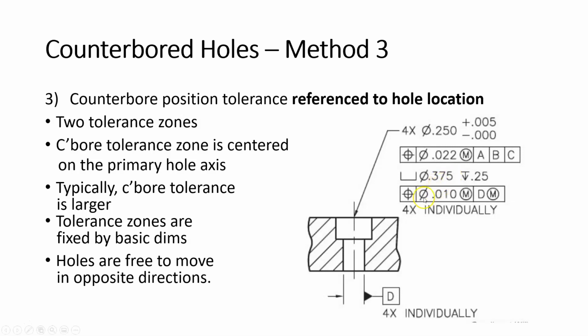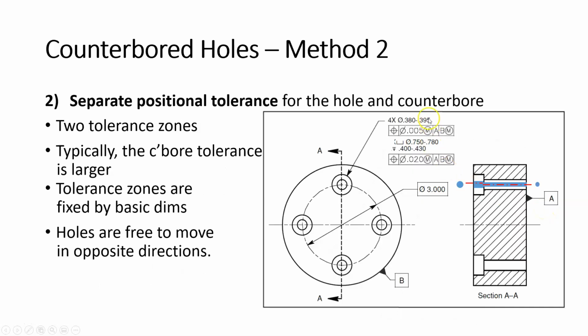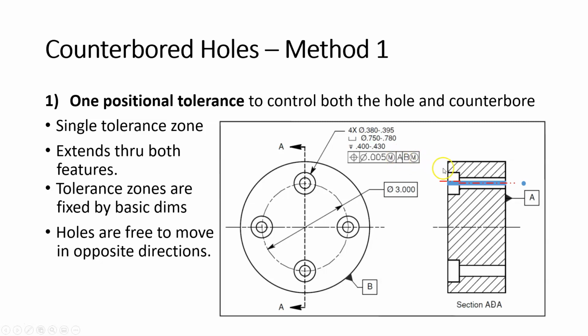So this one links the center of the tolerance zone on the counterbores to the center of the tolerance zone in the primary holes. So in this case, the tolerance zones are linked. It's centered on the primary hole axis. All right. Let me go back here. You'll notice in this one that it's still ABM. Both of them are ABM. And even in this one, when we go back, this is just ABM, right?